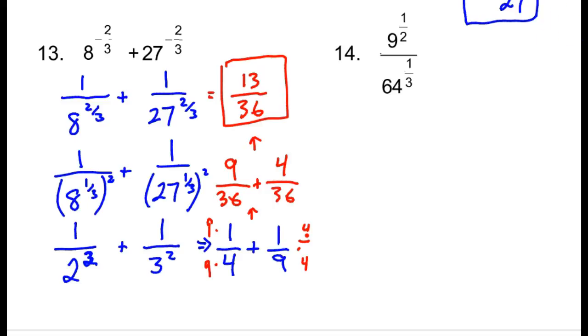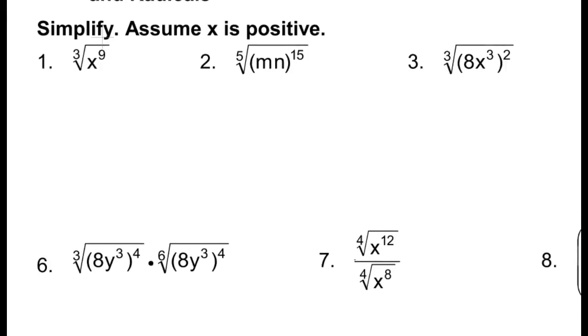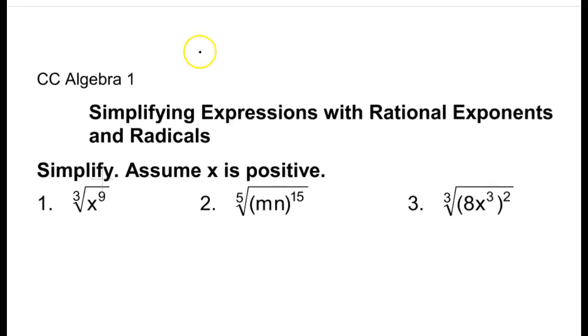But let's move on to part 2, just on the back, which is the reverse direction of what you've already done. On all the previous problems you've had, you were given something like x to the 1/3, or 27 to the 1/3, and you converted those to cube roots.